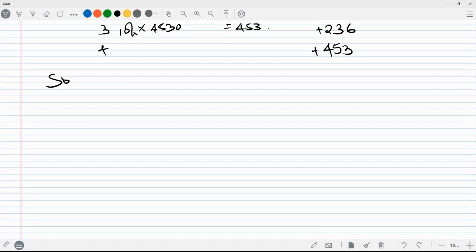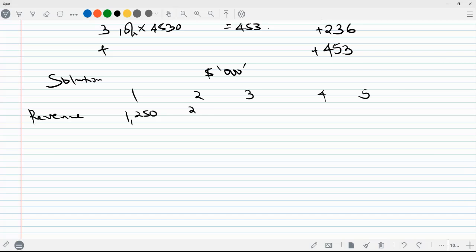Okay, therefore you can say solution. You have year 1, year 2, year 3, year 4. Don't forget you're still paying tax in arrears. We have them in thousands. Year 1 revenue. This is before taking into account inflation, so the figures are as in the question: 1250, 2570, 6890. Year 4 is 4530.